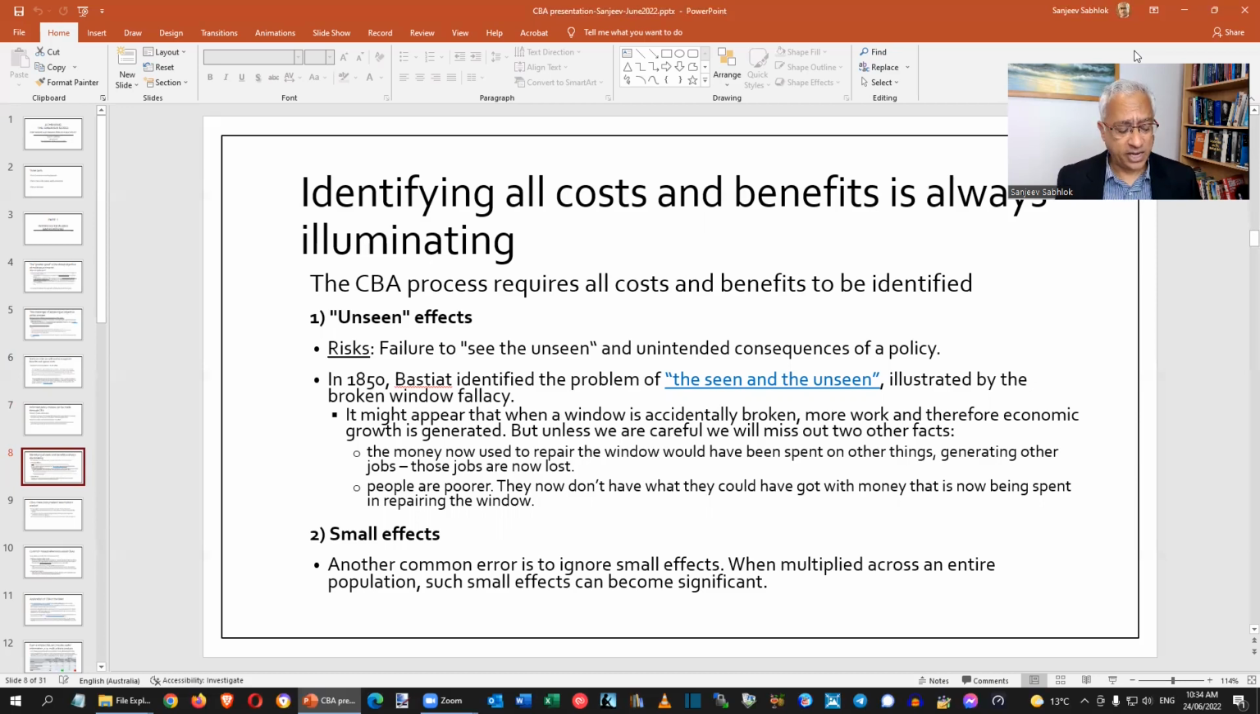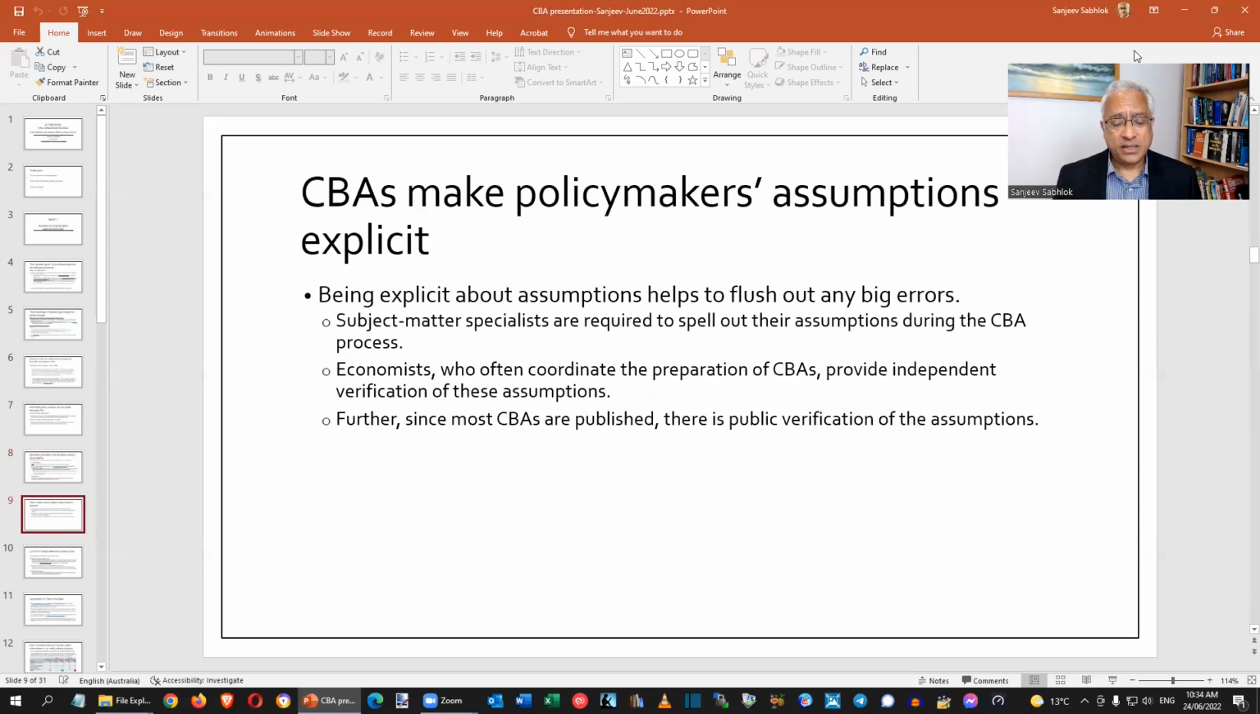The very idea of identifying the costs and benefits is very illuminating, one of the best things you can do in a cost benefit analysis. The other thing about cost benefit analysis is it makes policymakers' assumptions explicit. Every policymaker or subject matter specialist, could be an environmentalist, a town planner, a public health specialist, they all have certain assumptions.